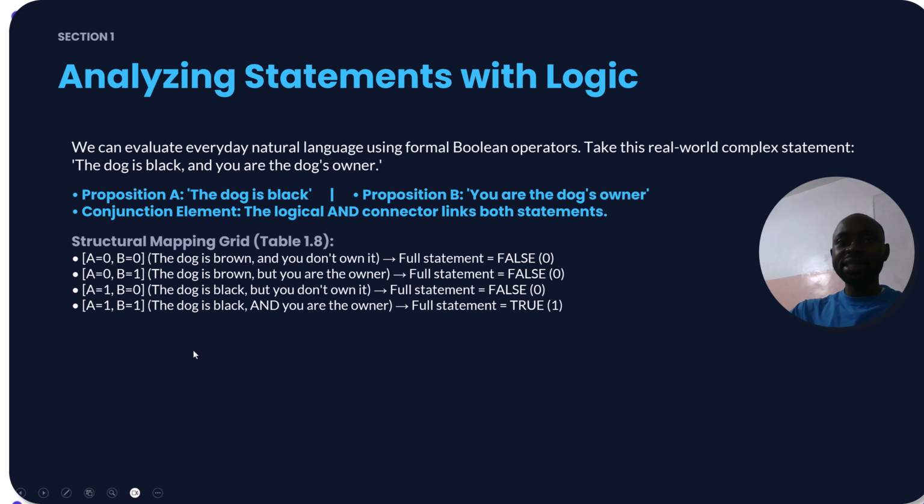The next one, the dog is black, but you don't own it. The part that you don't own it is a false statement, but the part that the dog is black is a true statement. So in here, the output is also false, because in an AND connector, or AND logic, Boolean logic, the only way we can get a true output is that both inputs should be true. And that goes for the last point. The last point says that the dog is black and you are the owner, which says that both statements are true. We can rely on that statement.